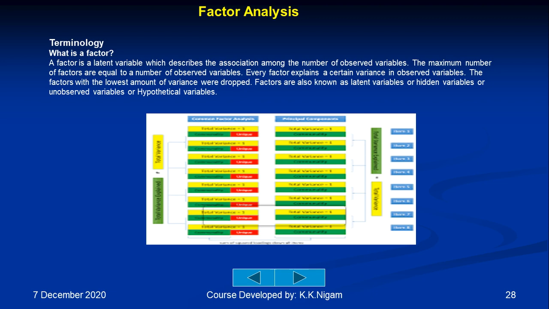Terminology. What is a factor? A factor is a latent variable which describes the association among the number of observed variables. The maximum number of factors is equal to the number of observed variables. Every factor explains a certain variance in observed variables. The factors with the lowest amount of variance are dropped. Factors are also known as latent variables or hidden variables or unobserved variables or hypothetical variables.